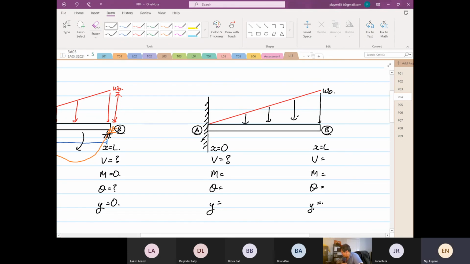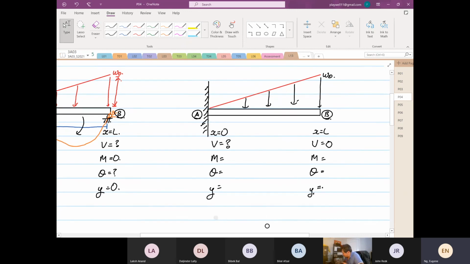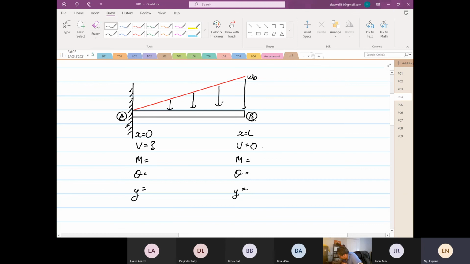At x is equal to L, we know that V is equal to what? 0. Why is V equal to 0? Because point B is allowed to move. Then when x is equal to 0, the moment is going to be the maximum. It will not be equal to 0, because point B has no support, the beam is not rotating.